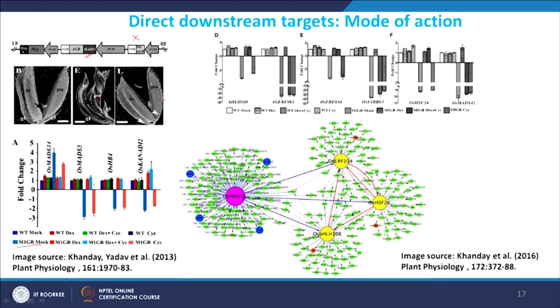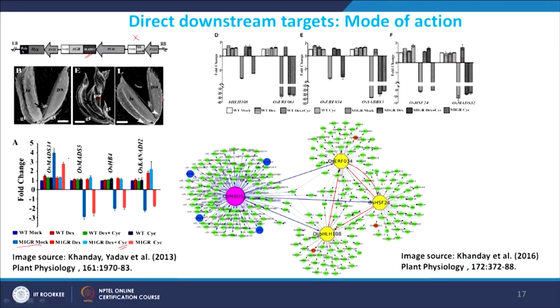But if you do this in the presence of cycloheximide, which is a protein synthesis inhibitor, what will happen? It will activate only the direct targets; indirect targets will not be activated. If it is a direct target, you will see the effect. If it is not a direct target, you will not see the effect. So, when you do this in the presence of cycloheximide, this is going down. This is the effect, which tells us that these genes are directly regulated by MADS1.